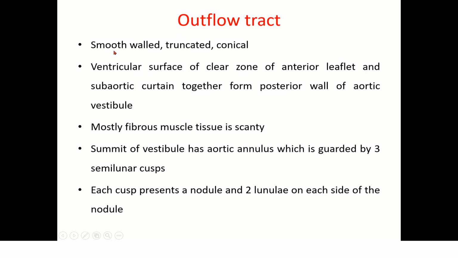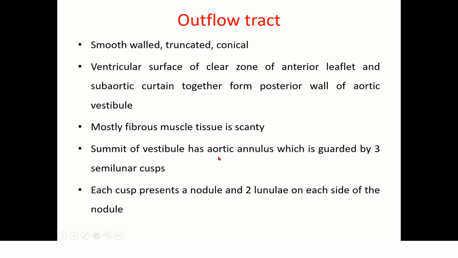So the outflow tract is smooth walled, truncated and conical. The ventricular surface of the clear zone of the anterior leaflet and the subaortic curtain. Please remember this, the ventricular surface of the clear zone of the anterior leaflet and the subaortic curtain together form the posterior wall of the aortic vestibule. So this aortic vestibule is mostly fibrous, muscle tissue is scanty.